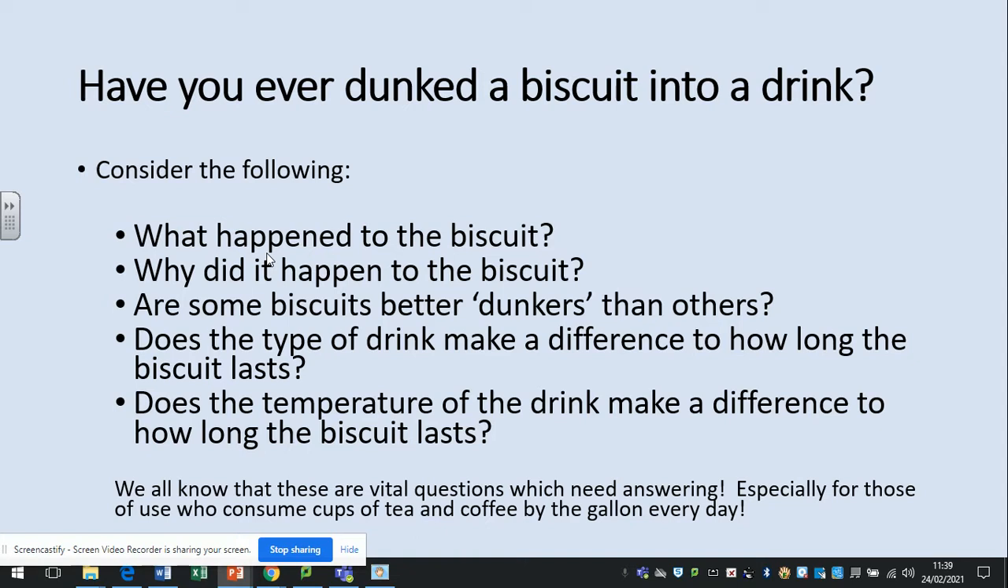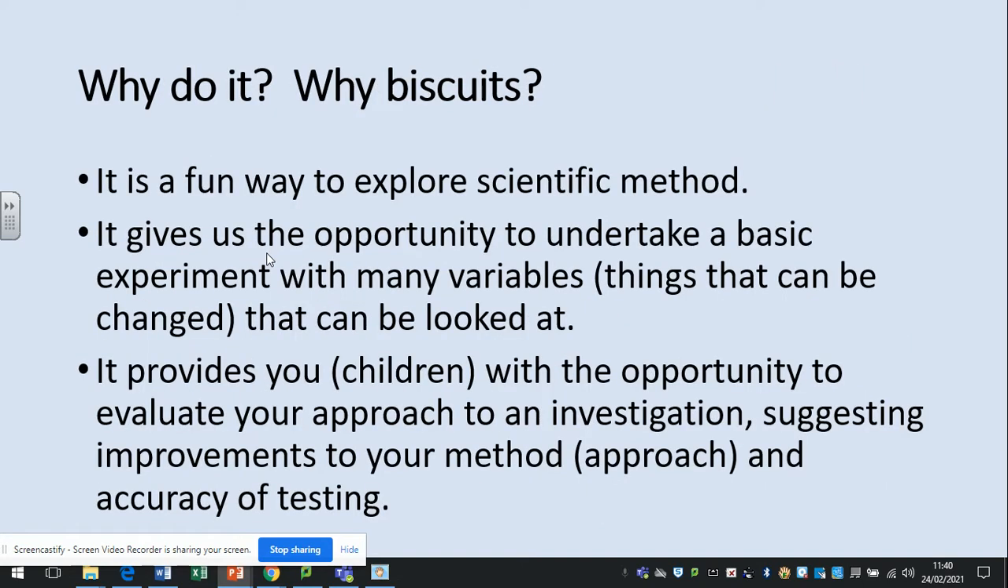Does the type of drink make a difference to how long the biscuit lasts? If you dunk it in tea or coffee or water, does it affect the biscuit? Does the temperature of the drink make a difference? If it's in a cold cup of tea, does that make a difference compared to a warm cup of tea? How does that work? We all know that these are vital questions that do need answering in life. Absolutely vital. Especially for those of us, like me, who consume cups of tea and coffee by the gallon every single day.